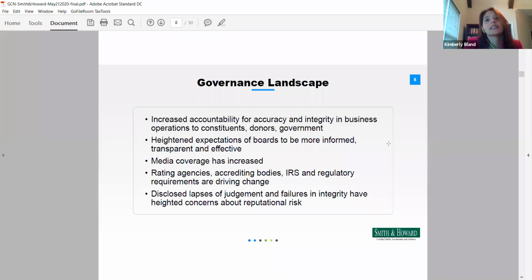On the next slide, governance. We're seeing an increased accounting for accuracy and integrity in business operations. You need to structure your message for the virus. As Kathy mentioned, impact was a big buzzword, and now that's more important than ever. As you're structuring your message for the donors, what is the impact that you're having on the community, especially during this pandemic, and the need for those services, and the importance for you to continue that impact as we make it through this pandemic.